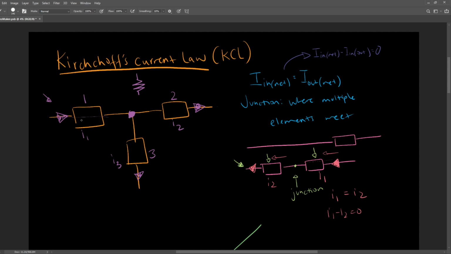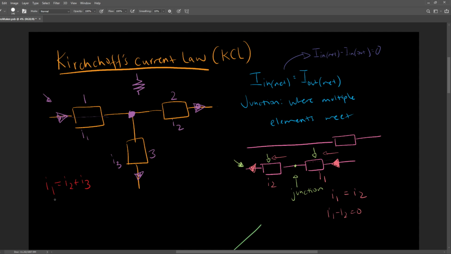So, what would be the equation for this? Well, it would be the currents flowing in, so I1, is equal to the current flowing out, so I2 plus I3, flowing out from this junction, of course.